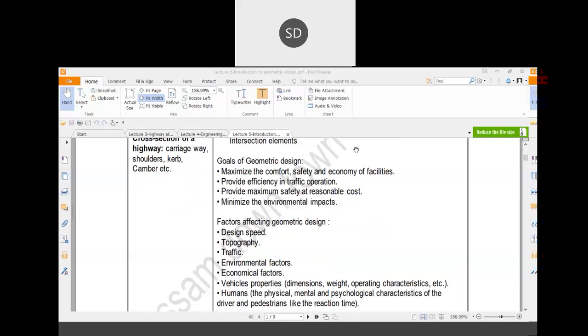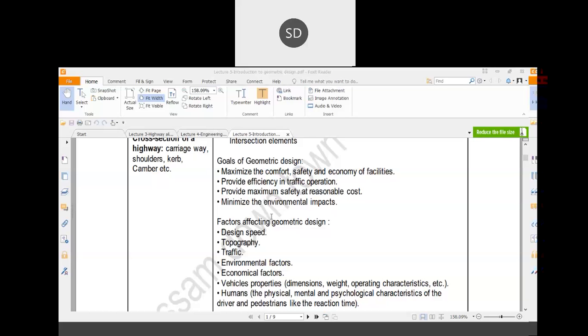So different factors affecting geometric design are, first one is design speed. Basically this design speed is very important because all of your geometric features will be designed exclusively based on the design speed. It is the most prominent factor in designing the different geometric features of a particular road. Topography means the existing geophysical property of a particular area, whether that area is hilly or plain, whatever type of area that is, that is called topography.